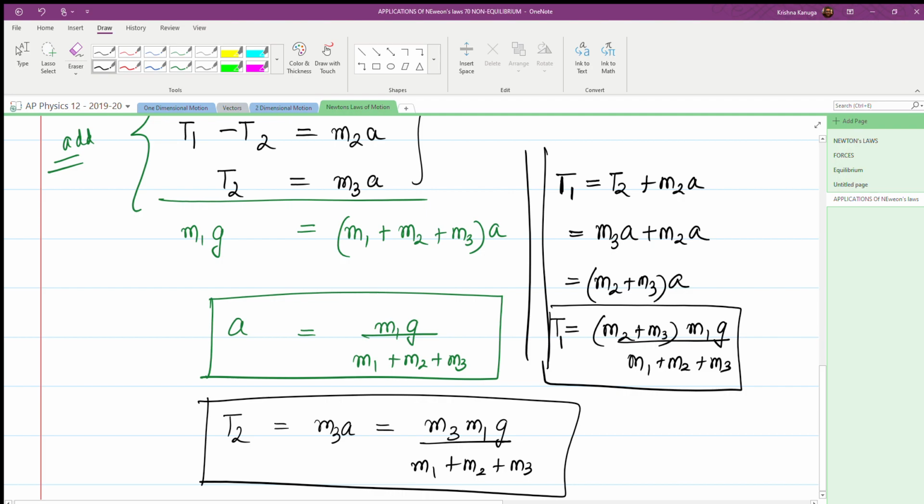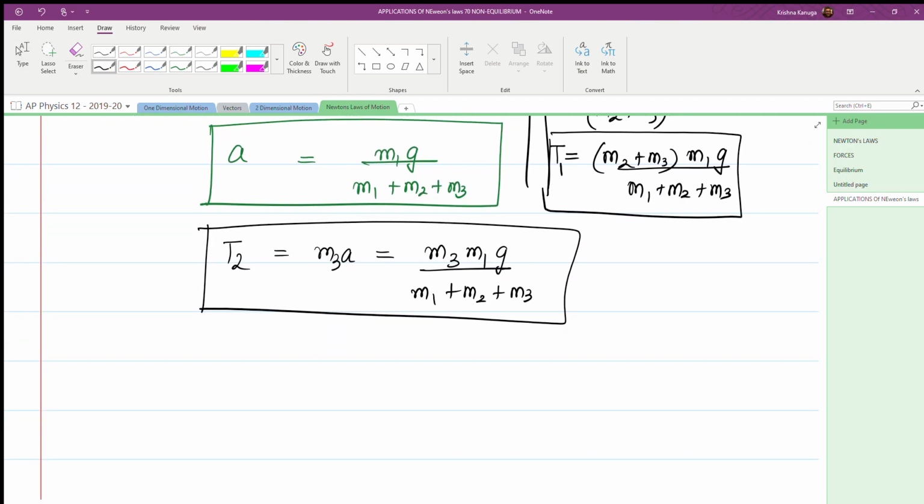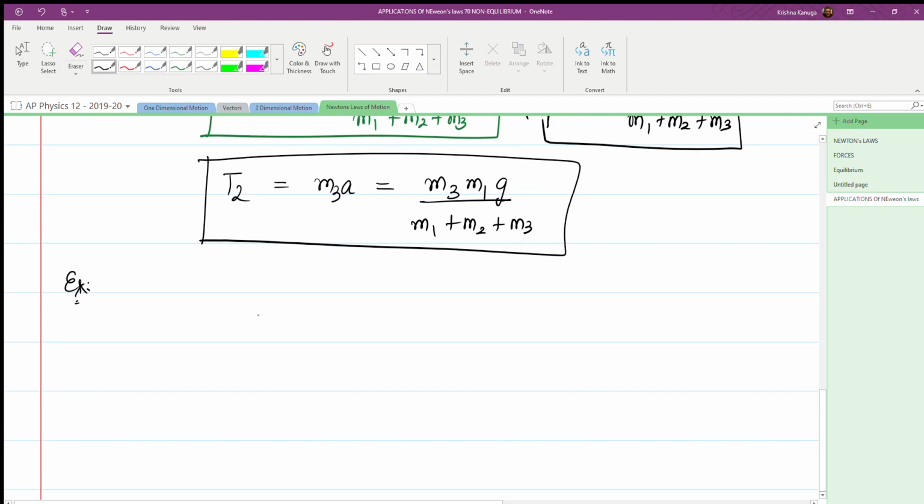Now, if you understand this problem, if you know what we did, then go ahead and solve this example, and let us see if you're able to solve this by yourself.